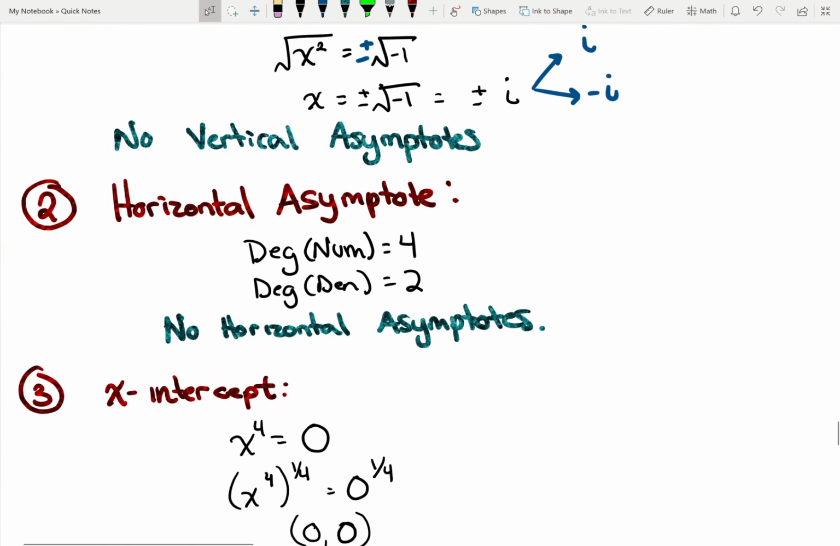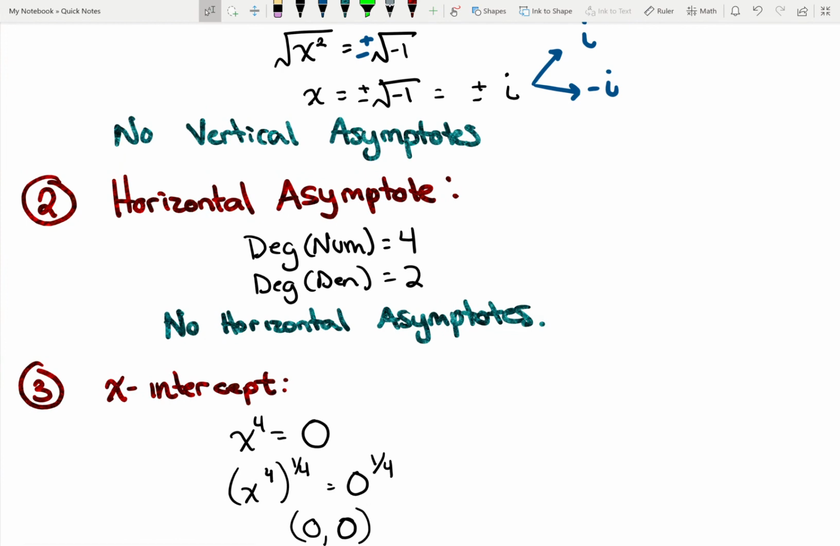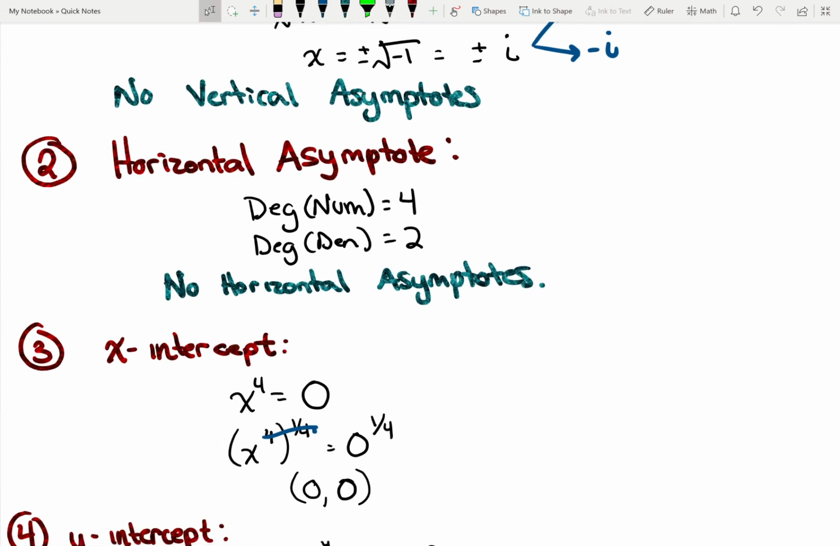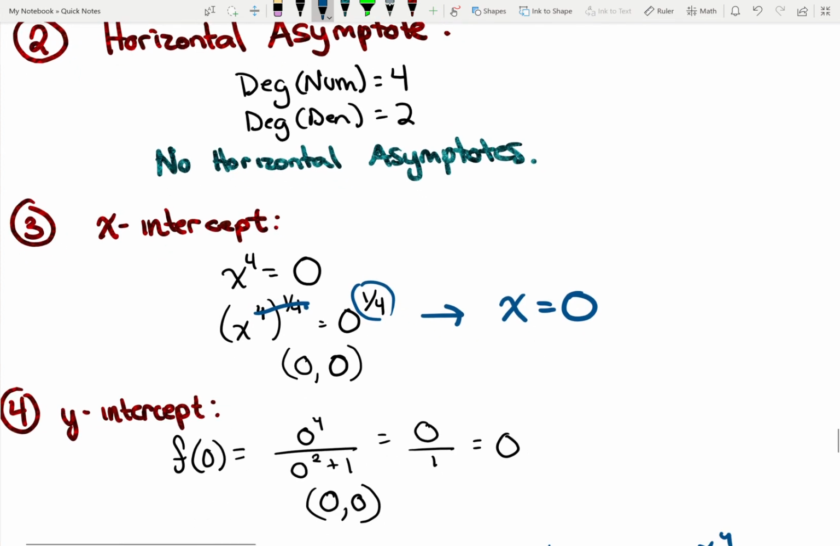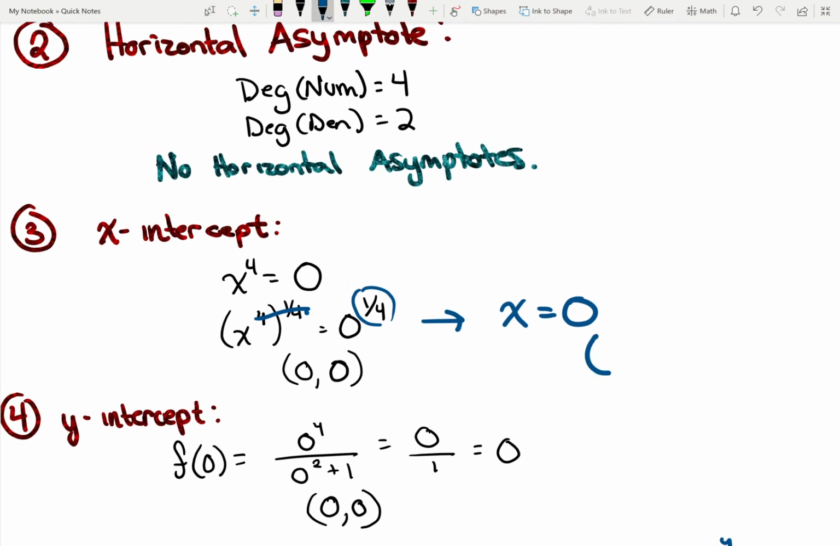The x-intercept, how do we find that? We set the numerator equal to 0. Thank God this guy is easy. If I raise both sides to the 1 over 4, I cancel out these guys, and I'm just left with x. And 0 raised to any power is just 0, so I'm left with x equaling 0. So that means when y is 0, x is 0. So the origin is part of my graph here.